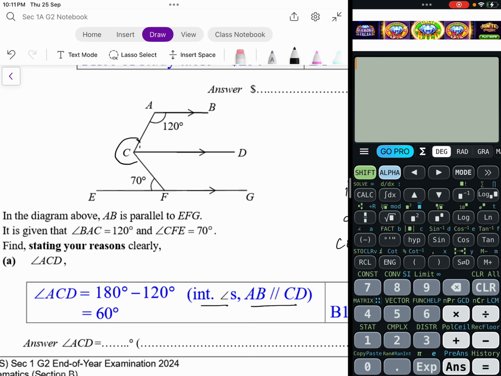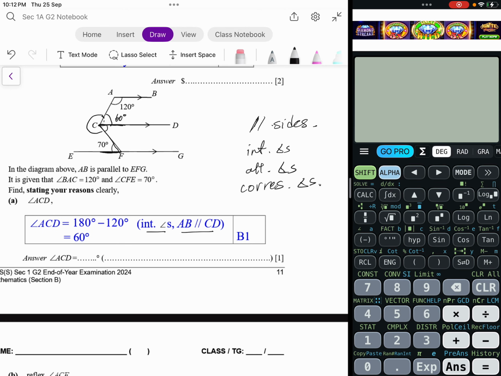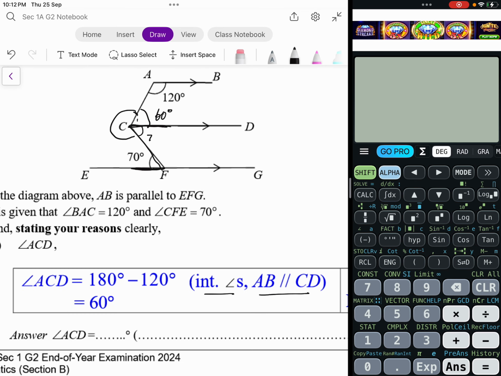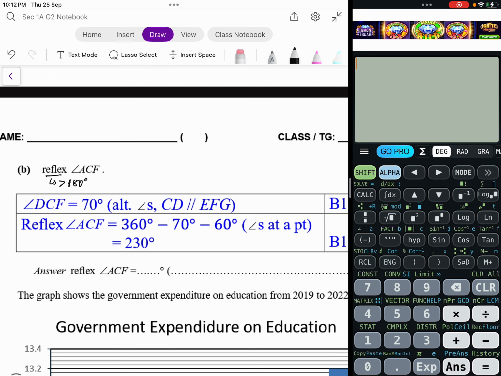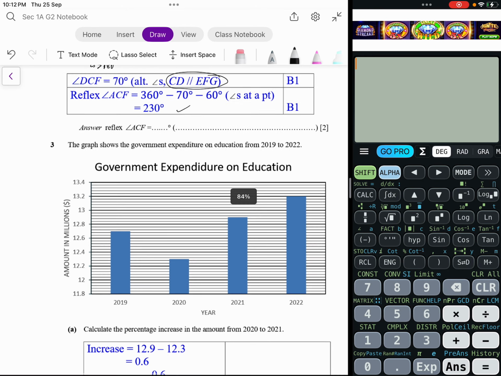We know this angle here is 60. We need to find this angle here. Can you see, due to parallel lines again, this would be 70 because of alternate angles. Right here they mention DCF is 70 due to alternate angles, due to the parallel lines. So reflex angle is 360 minus these two, you get 230.